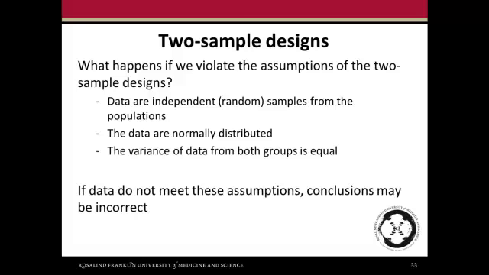And an important thing to note is that if the data do not meet these assumptions, our conclusions can be incorrect. For some of these assumptions, there are alternative tests that can be done. That's what we're going to be talking about in this mini lecture. However, not all issues can be fixed. So if data aren't randomly sampled or the variance isn't equal, those are sometimes a little bit tougher to deal with.